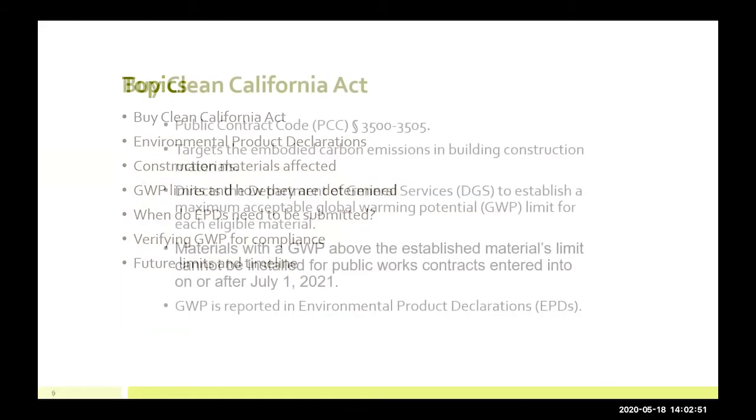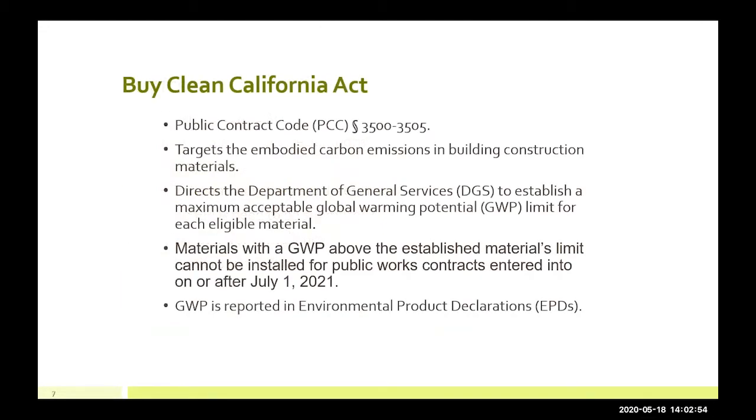Next slide. The Buy Clean California Act was signed into law in 2017 under AB 262. You can find the complete legislation today under Public Contract Code sections 3500 to 3505. What this act does is it targets the embodied carbon emissions in building construction materials. It does that by directing the Department of General Services to establish a maximum acceptable global warming potential limit for each eligible material that is highlighted in the law.